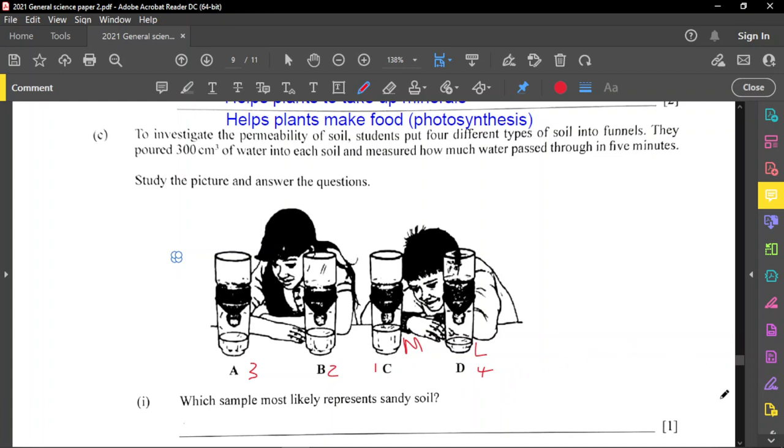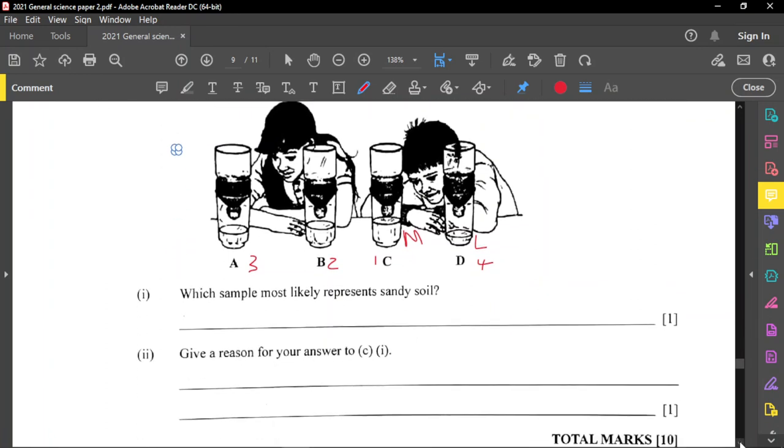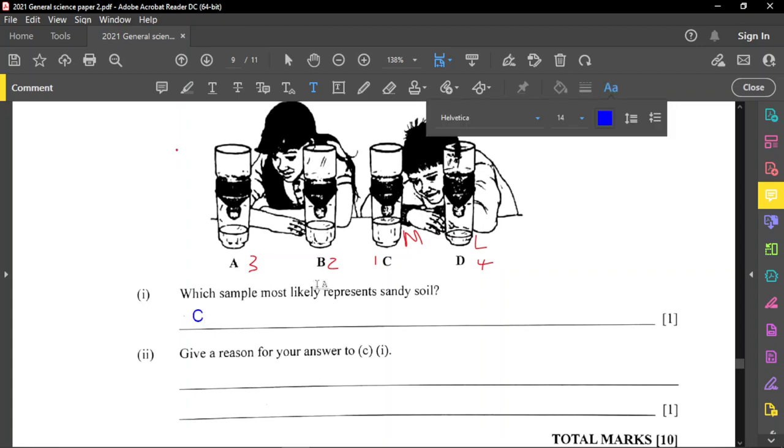So part one now is saying which sample most likely represents sandy soil. And sandy soil has a lot of space between it because the sand particles are larger, and so therefore it is more porous, which means it will be more permeable, and so therefore C will be our answer there, because if you notice, the most water passed through it. It says give a reason for your answer. And the reason for your answer right here is that the most water passed through sample C. Okay, so that will be the answer right there.